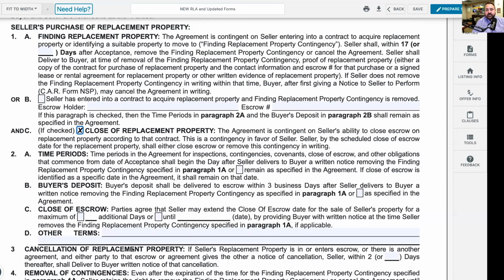Now, the reverse of the COP is the time periods. Time periods in the agreement for inspections, contingencies, covenants, close of escrow, and other obligations that commence from date of acceptance shall begin the day after seller delivers to buyer a written notice removing the finding replacement property contingency specified in 1A, or, if we check the box, remain as specified in the agreement. For both of us, we want them to remain as specified. So you've got to make sure you check the box. And the same thing for the buyer's deposit. You want to make sure you check the box because you want it to be 3 business days from acceptance, not 3 business days after the seller removes their contingencies.